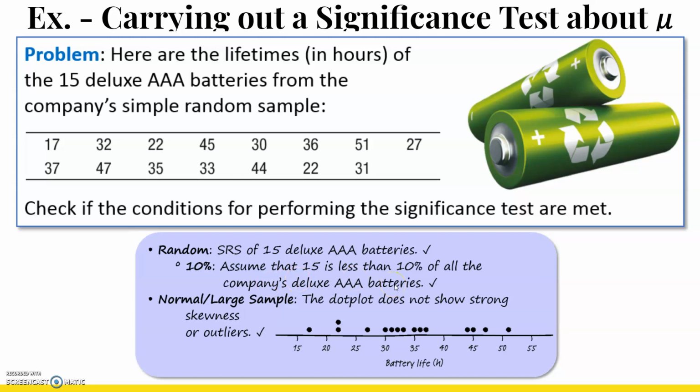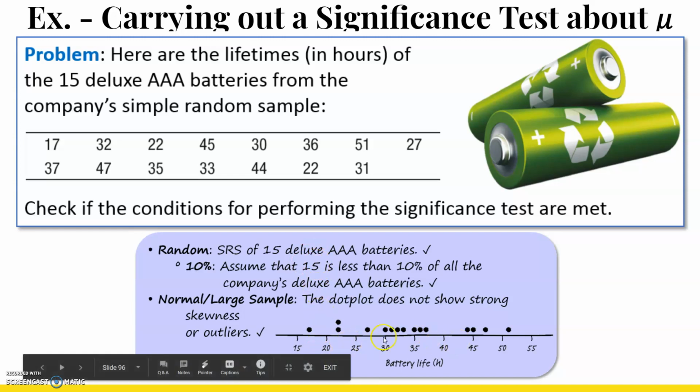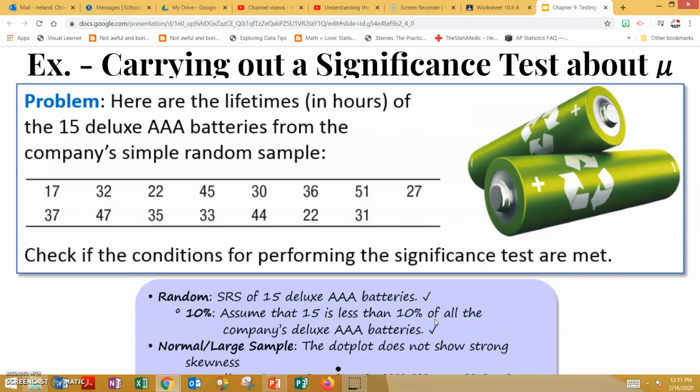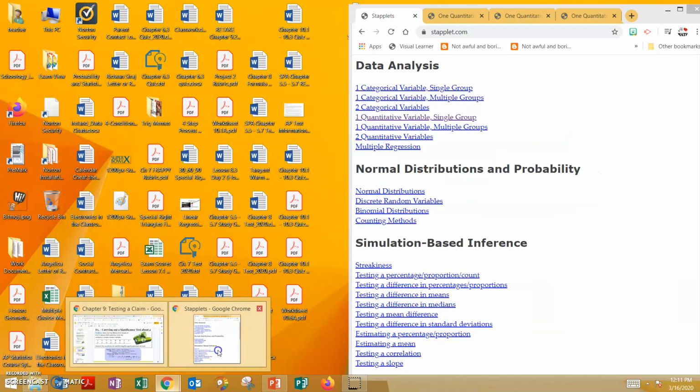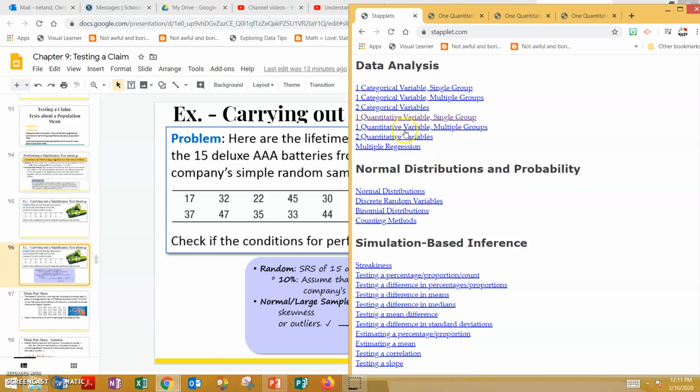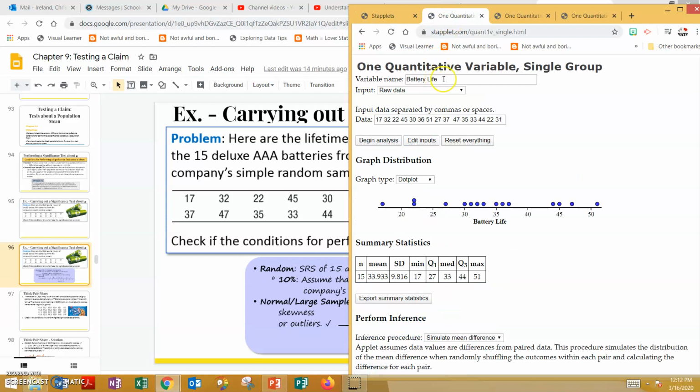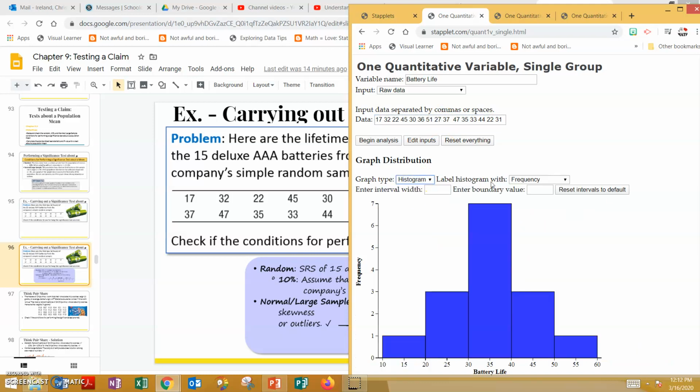Now, notice it's only a sample size of 15, so we are going to have to check the dot plot. What I did is I graphed this data on Statlet. So remember, go to one quantitative variable, single group, and what I did is I typed in battery life, and I typed in all 15 values here, and here's my dot plot. And I can quickly scroll through the histogram.